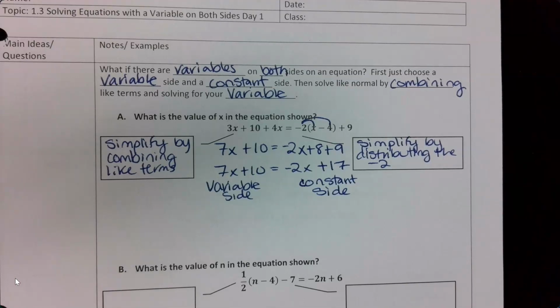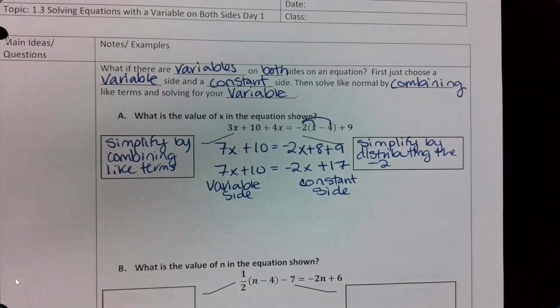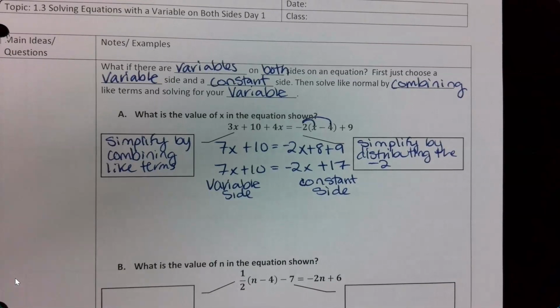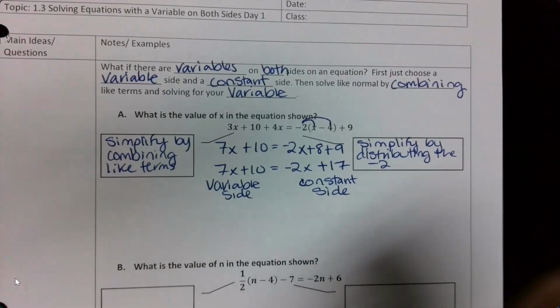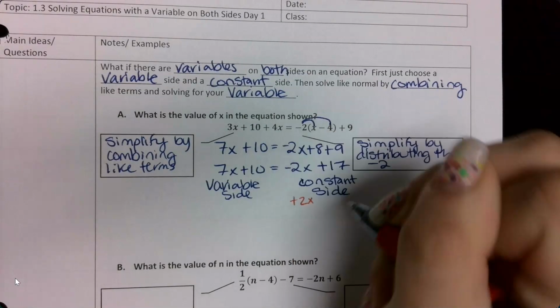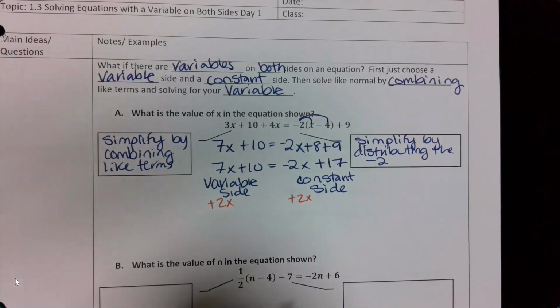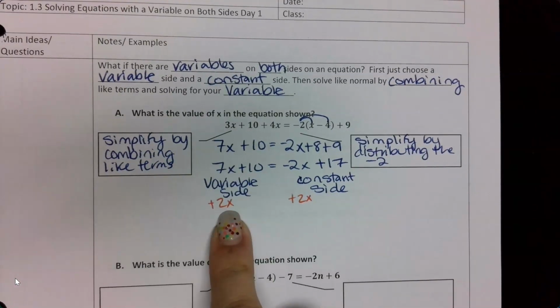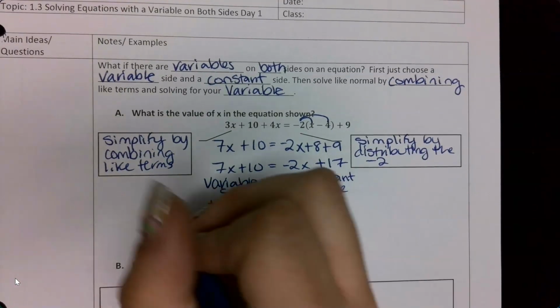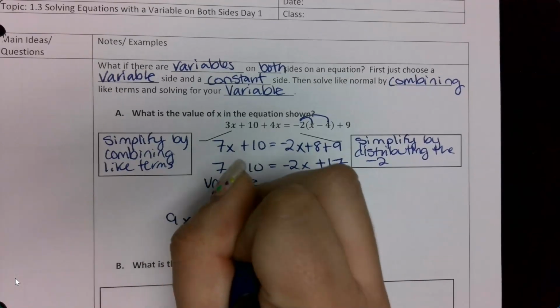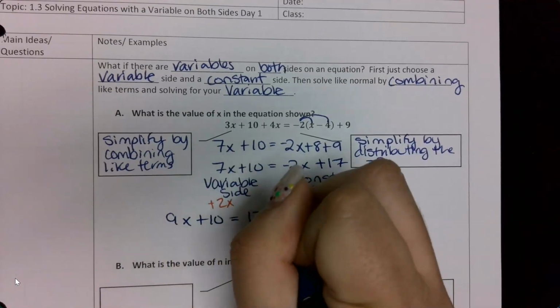So what do I need to do to move to the variable side? What needs to move? The 7x or the -2x? How do I move that? I want to add 2x to both sides. So 7x plus 2x is 9x, and I still have that 10, 17.